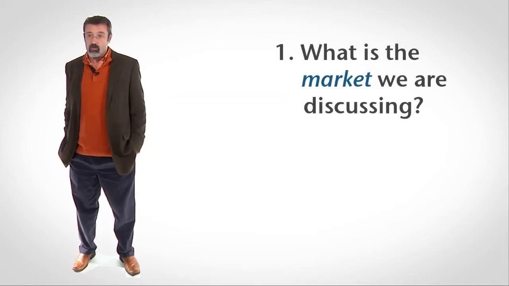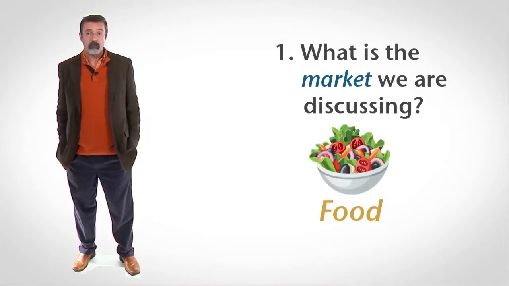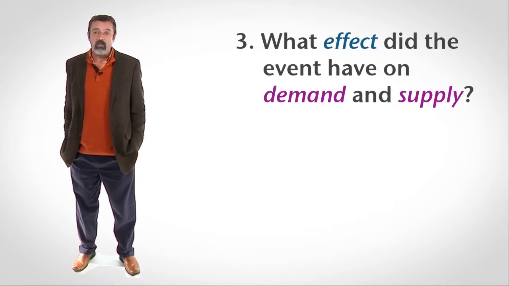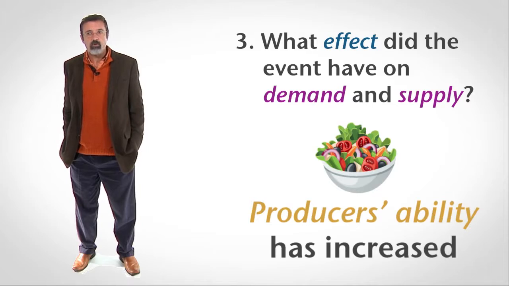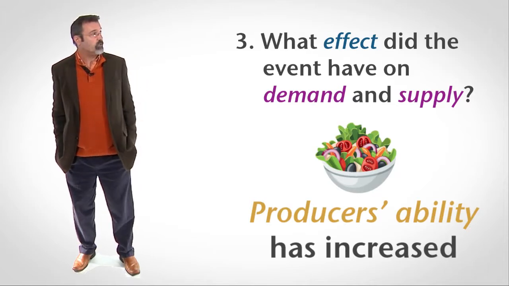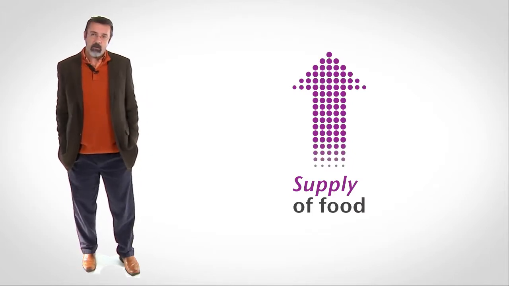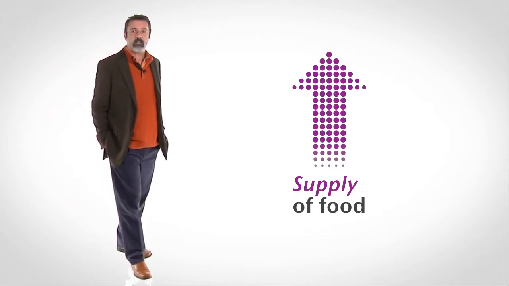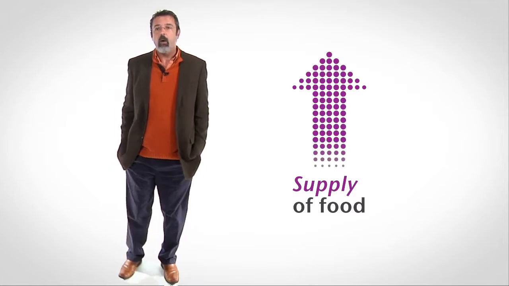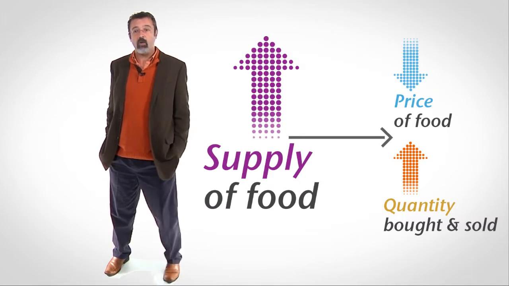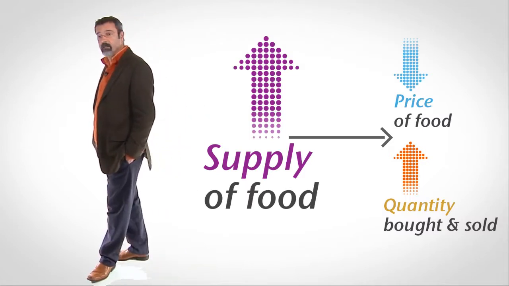Consider the market for food. What happens when farmers have a plentiful harvest? First, we're discussing the market for food. Second, the event is a plentiful harvest. Third, ignoring the price of food, producers' abilities to offer the food has increased. The supply of food has increased. Now that we know what's happened to the supply of food, we can figure out what happens to price. When the supply of food increases, we know that the price of food will fall and the quantity of food bought and sold will rise.